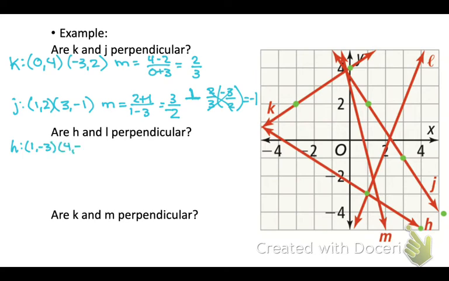Okay, what about L? What about 3, 2? Does that work? And don't they share this point, 1, -3? So 3, 2 and 1, -3. Okay, so we have to find the slopes.